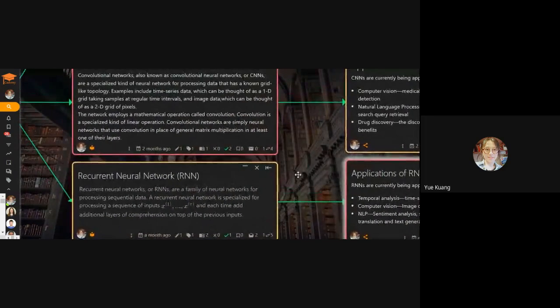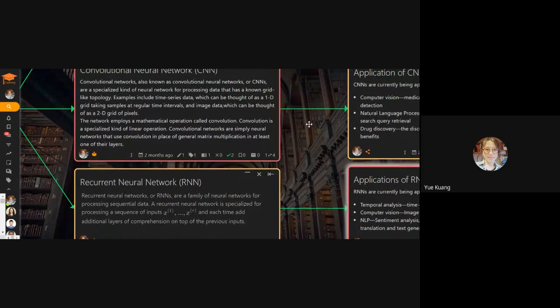So as you can see, CNN can be used for grid-like topology, while RNN can focus on dealing with problems related to time series and can be used for processing a sequence of inputs.